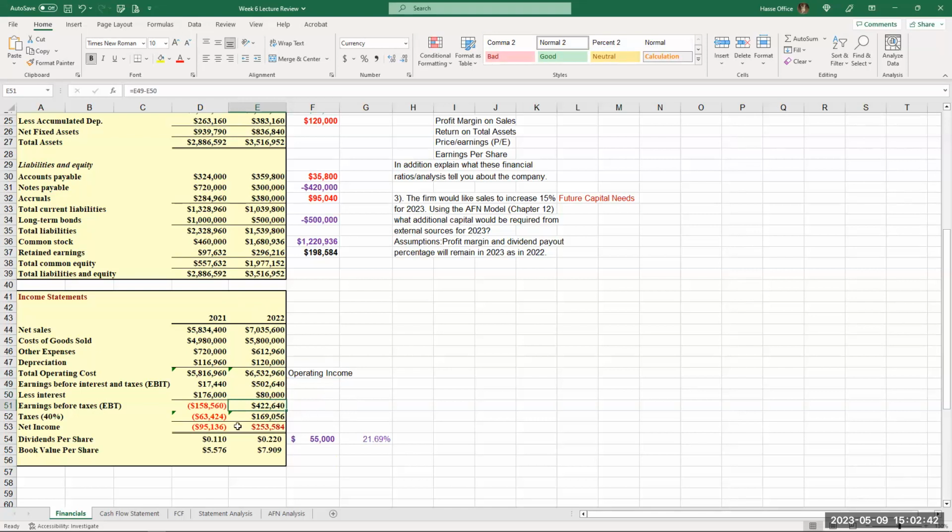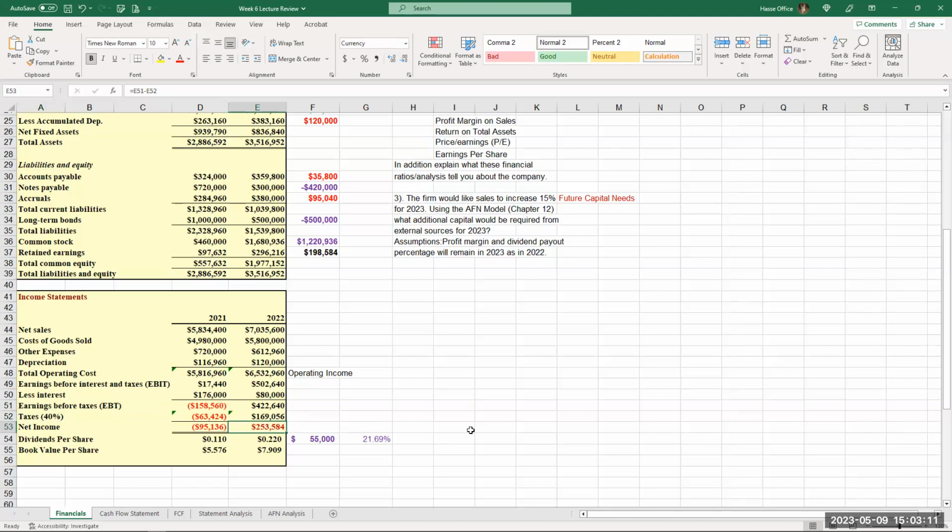From that, we take 40%, which is the tax rate for this company, probably from their headquarters in California. So it's a California tax combined with a federal tax, 40%. Now we know why businesses are thinking about leaving and going to Texas. 40% of that income before taxes is $169,000. The balance is our net profit of the year.